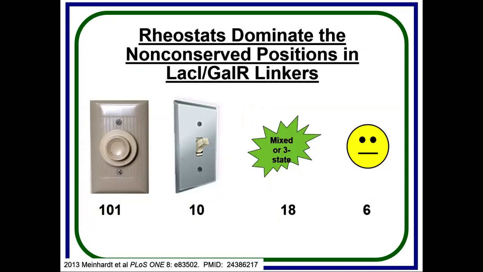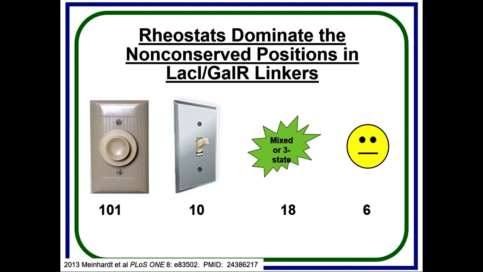We had 135 positions that we assayed spread out over 10 homologs, and 101 of them had the rheostat pattern. Only 10 of them had the toggle pattern. 18 had kind of complicated patterns that we couldn't assign to any particular category. And only 6 were neutral. That is, it didn't matter what you put there, the protein function remained the same.